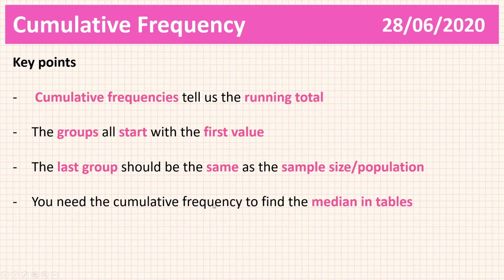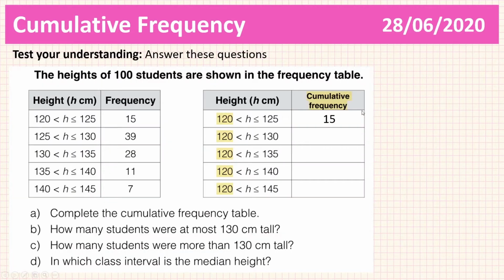And we kind of need the cumulative frequency to find medians from tables. So if you go back to finding averages from a table, if you go back and watch that video, you can see that we're using the cumulative frequency to help us find the median when we're working in tables. So just to check your understanding, what I'd like you to do is answer this question.